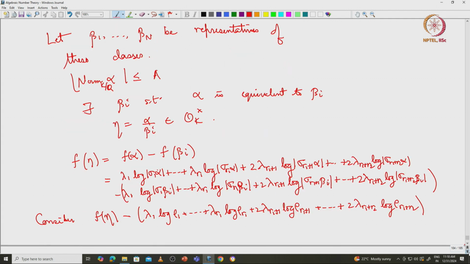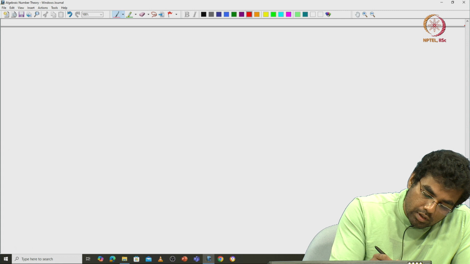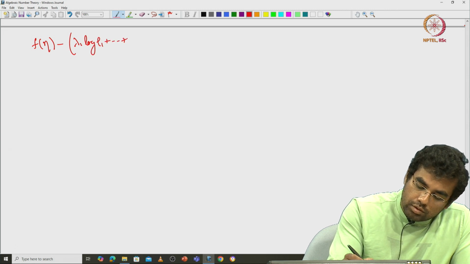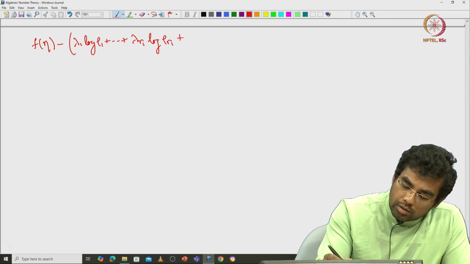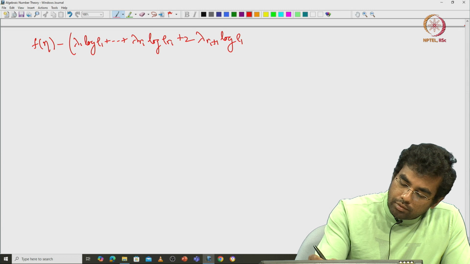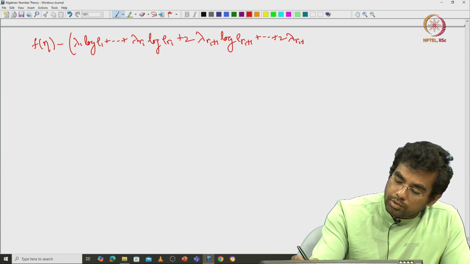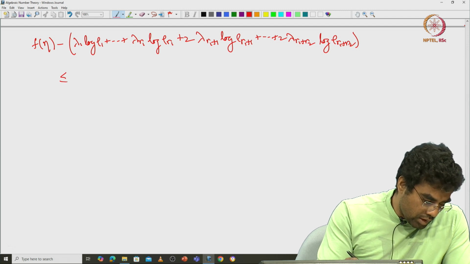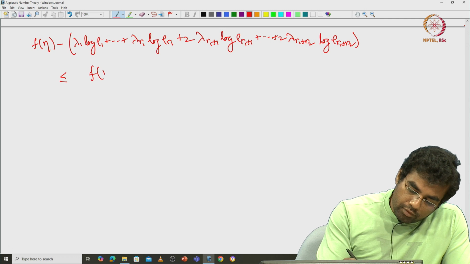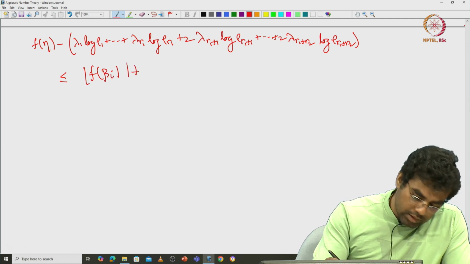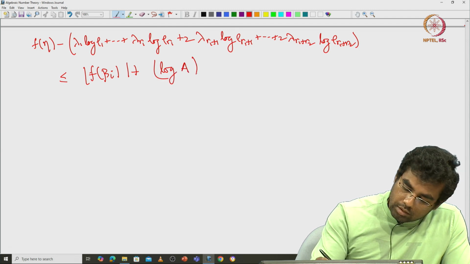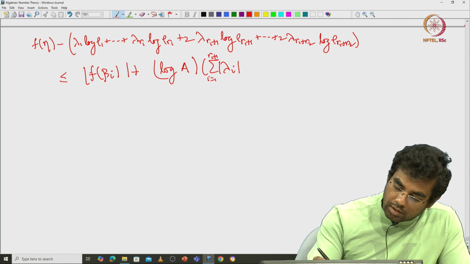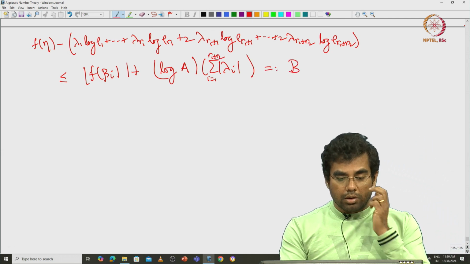So our claim is that this quantity, I should have written this on the next page. Maybe I will write it again here. So I want to consider f of eta minus lambda 1 log of rho 1, and so on up to lambda r1 log of rho r1, plus 2 lambda r1 plus 1 log of rho r1 plus 1, plus 2 times lambda r1 plus r2 log of rho r1 plus r2. My claim is that this is at most equal to the modulus of f of beta i plus log A times the summation of mod lambda i going from 1 to r1 plus r2, and this quantity let me call it b. Okay. And why is this true?